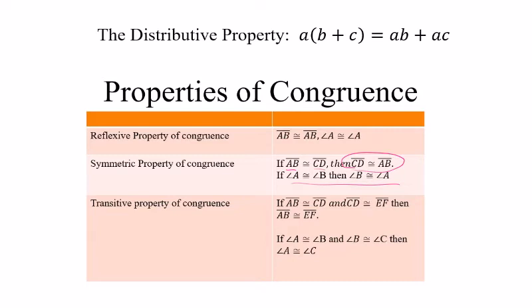All right, and then lastly, the transitive property of congruence, similar to the transitive property of equality, right? If two things equal the same thing, then they must be equal to each other, right? If segment AB and segment EF are congruent to CD, then they must be congruent to each other. Okay, same thing with angles.